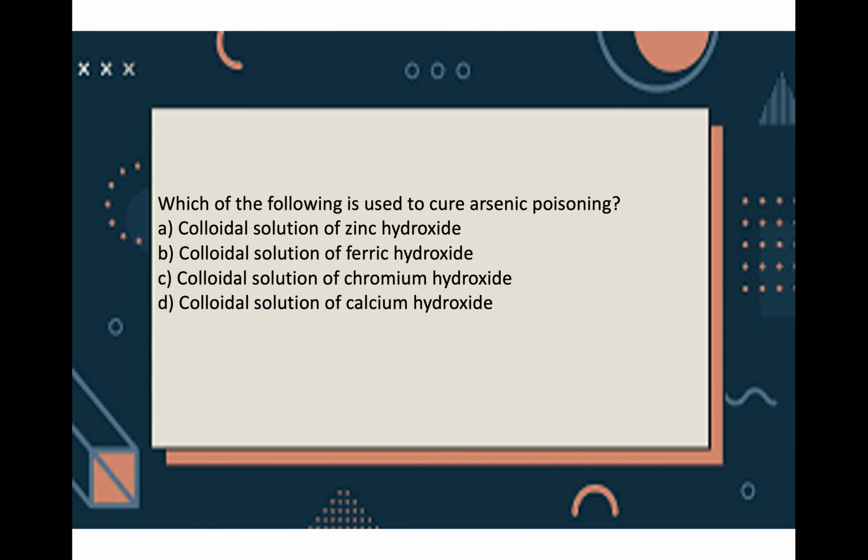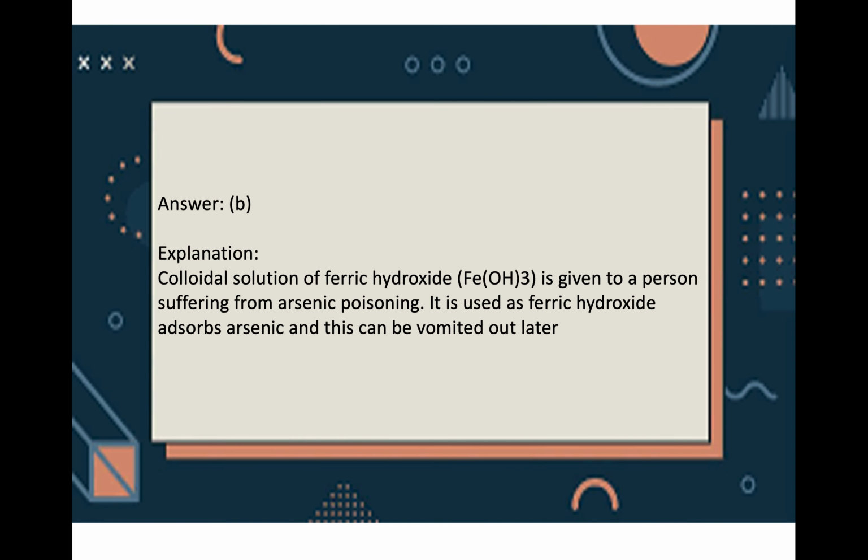Which of the following is used to cure arsenic poisoning? A. Colloidal solution of zinc hydroxide, B. Colloidal solution of ferric hydroxide, C. Colloidal solution of chromium hydroxide, and D. Colloidal solution of calcium hydroxide. So B, colloidal solution of ferric hydroxide is the correct answer. It is given to a person suffering from arsenic poisoning because it absorbs arsenic, which can be vomited out later.